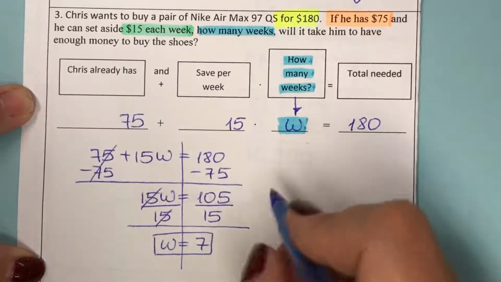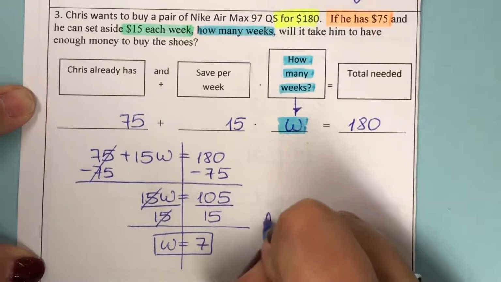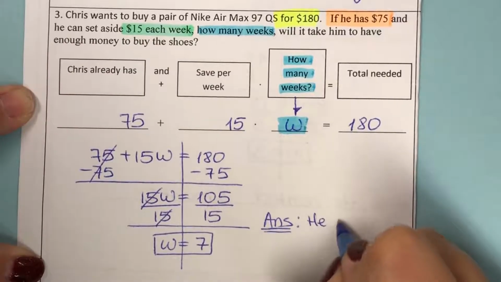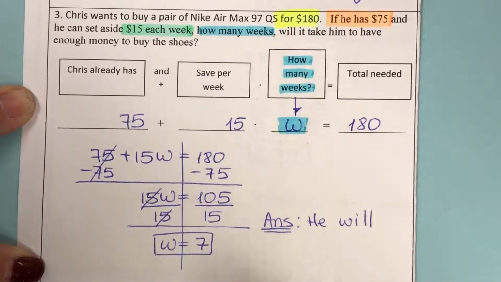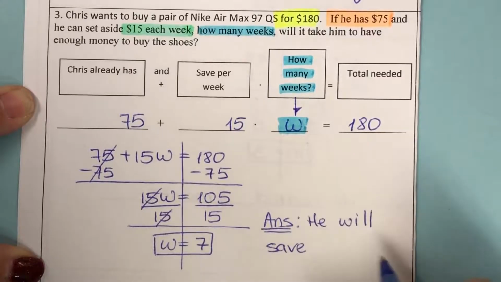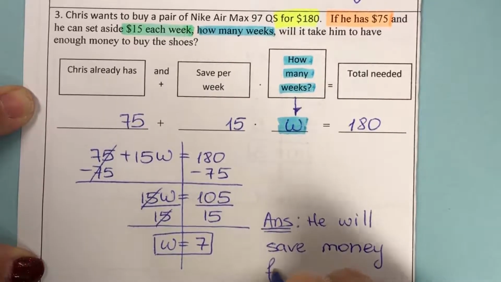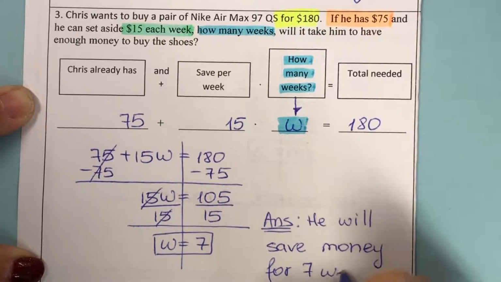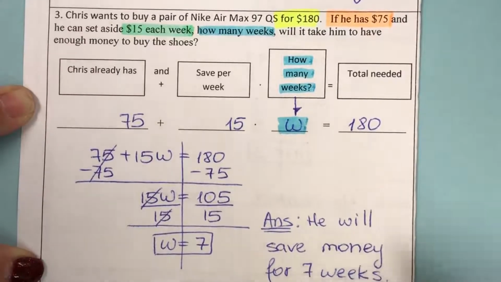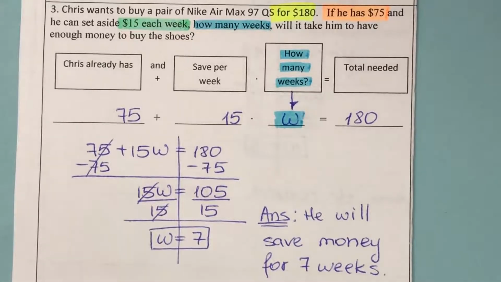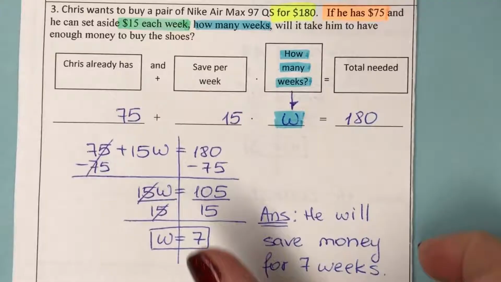So the question is, how many weeks will he be saving for? So he will save money for 7 weeks. You can use your own words to explain the answer, but for every word problem we have to have a word answer. So he will save money for 7 weeks in order to have enough for a $180 pair of shoes.